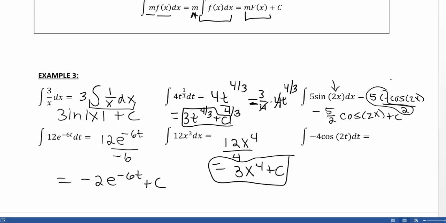For the last one, I have negative 4 cosine of 2t dt. The antiderivative of cosine is sine.